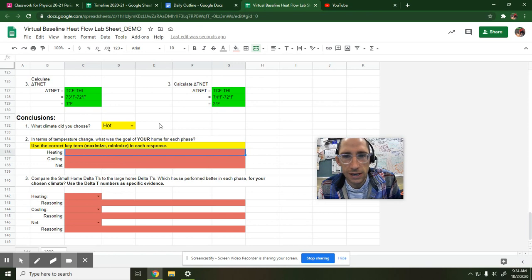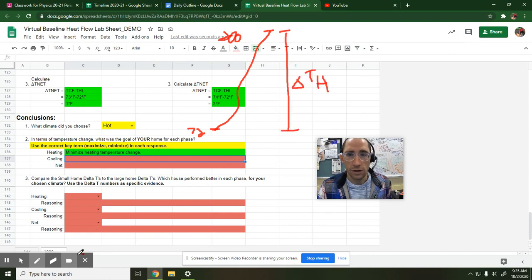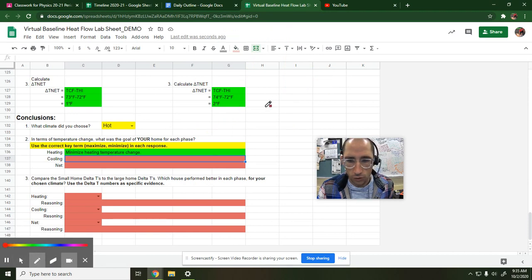Whenever your house is being heated up in a hot climate, if you're in a desert and you're under the scorching hot sun, you're trying to minimize your heating temperature change. If this is what your temperature does once it's being subjected to heat, if it shoots up to 200 degrees, that's not good. You're going to die. You want the opposite of that. You want to minimize your heating temperature change.